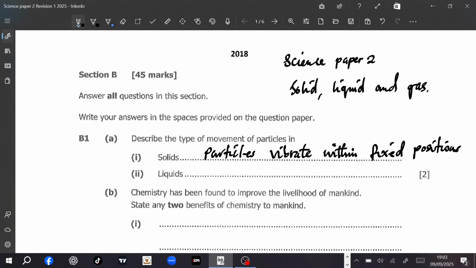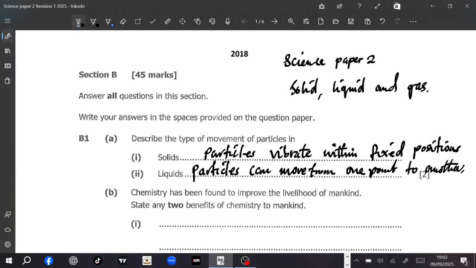Then we move to liquids. Particles in liquids are able to move from one point to another while remaining close to each other. So you can say particles can move from one point to another. Okay, you can even say it like that, it's fine.